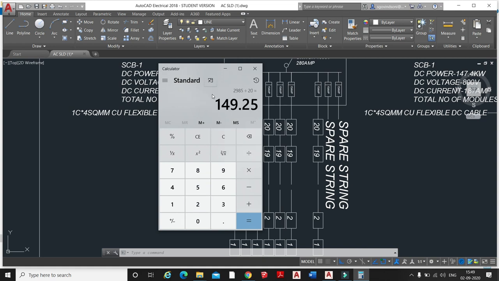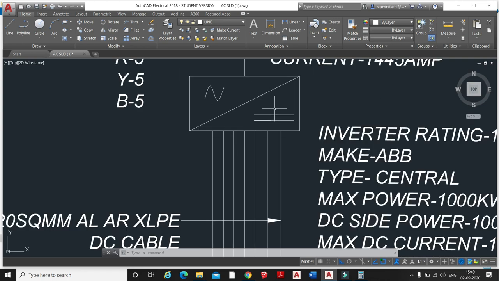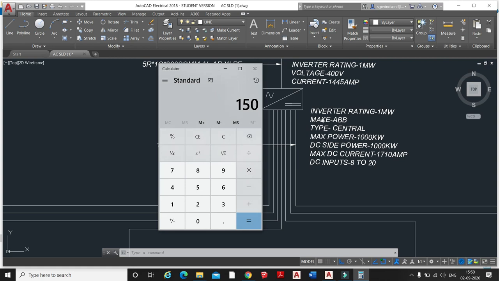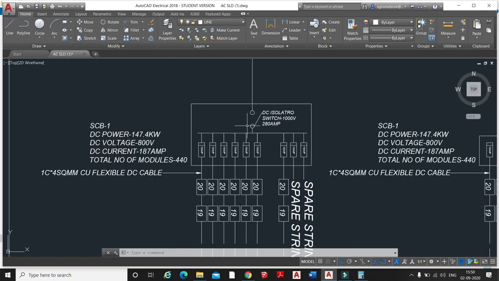When we divide this by 20, I will get the total number of strings, which is 149.25. So the round off I have considered is 150. So a total of 150 strings I will enter into the inverter. Because this is a central inverter, we cannot directly put the 150 strings in this inverter because there is no MPPT and we cannot connect multiple strings in a central inverter. So for that we design the DCDB, or you can say the string combiner box.